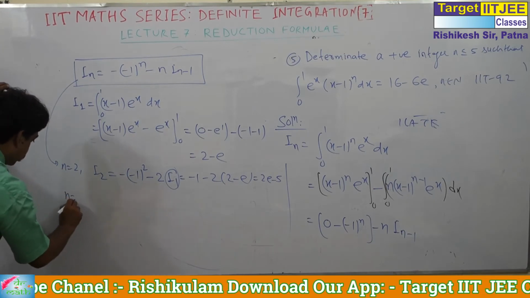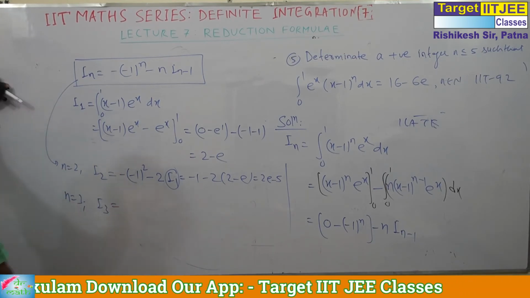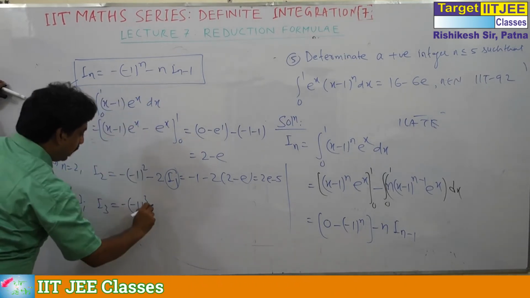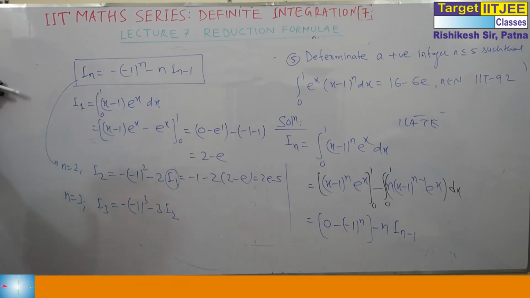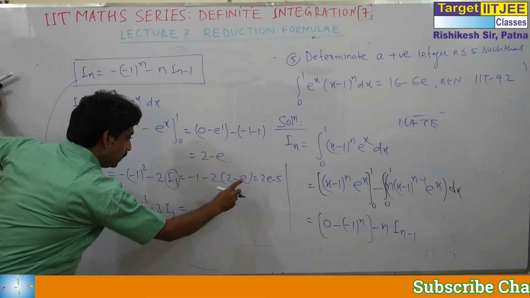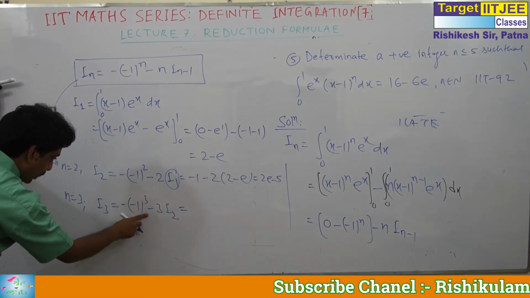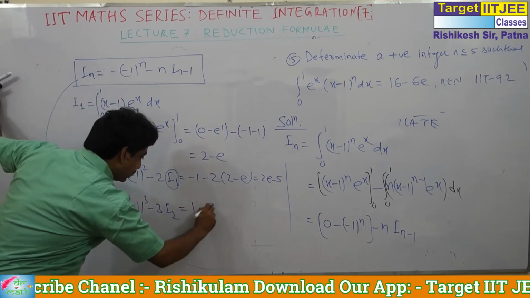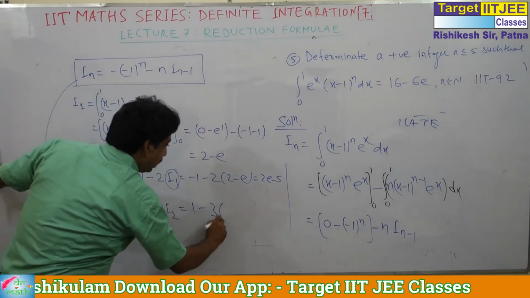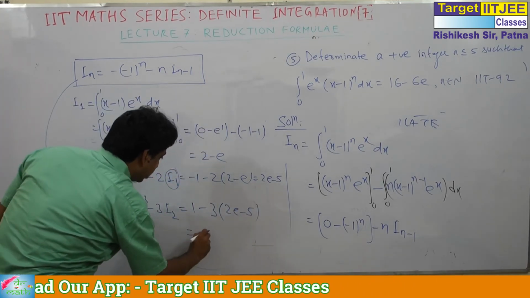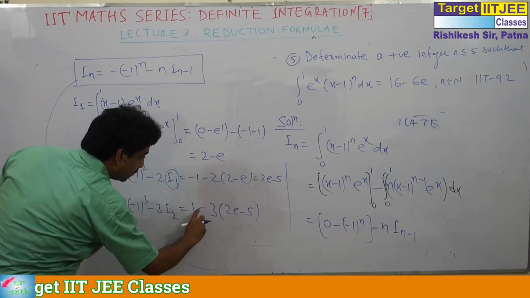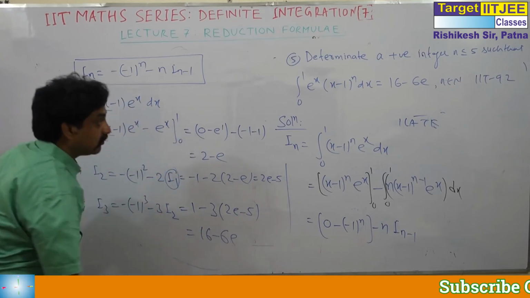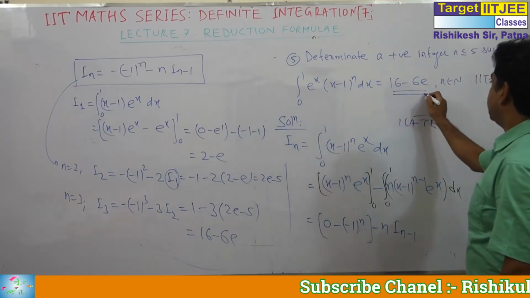Now put n is equal to 3. What is I3? N is equal to 3. Minus 1 cube. This is minus 3 into I2. And what is I2? I2 is 2e minus 5. Put it here. This is finally plus 1, this is minus 3, and I2 is 2e minus 5. On calculation, this becomes 15 plus 1 plus 15, 16 minus 6e. And this is what we have to find.